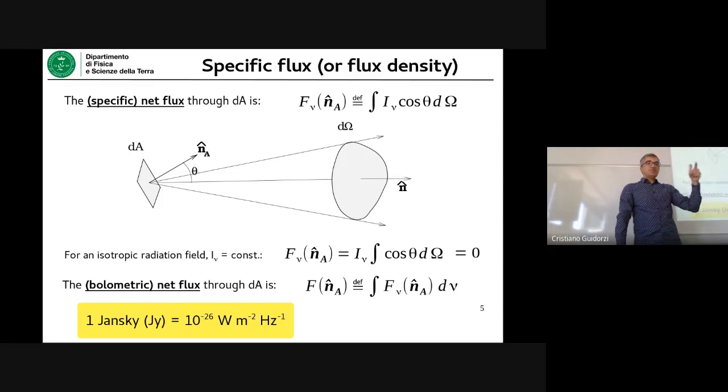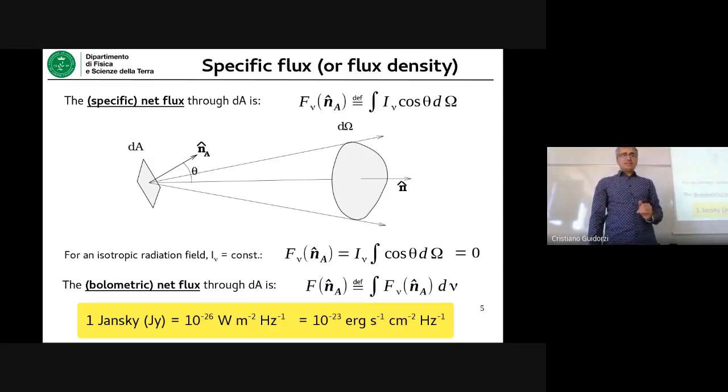So energy per unit time, per unit area, per unit frequency. What is missing is per unit steradian, per unit solid angle, but we integrate it. If you look at the definition of flux, that's exactly I integrated over, so that's okay. And if you want to express it in the CGS system, this is 10 to minus 23 ergs per second per square centimeter per hertz. Why do we use this?